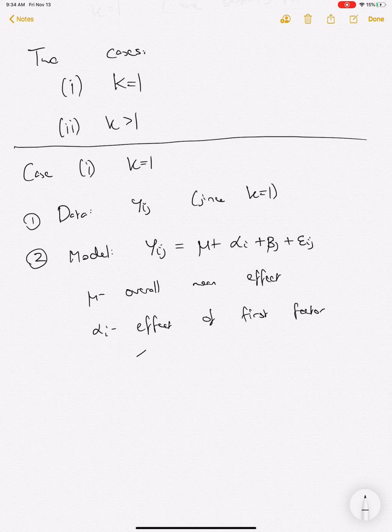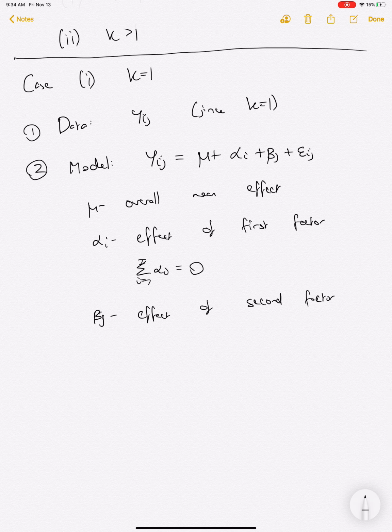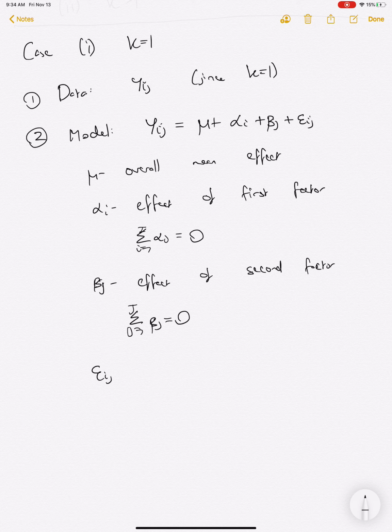Okay, and then we also have this constraint like we did before: the sum from i equals 1 to I of alpha i is equal to 0. And then we have beta j, the effect of the second factor. So in this case, the first factor is the menu day, and the second factor is the range. The sum of beta j is equal to 0 as well. And then epsilon ij is again the noise. And we once again conveniently assume that the noise variances are the same.